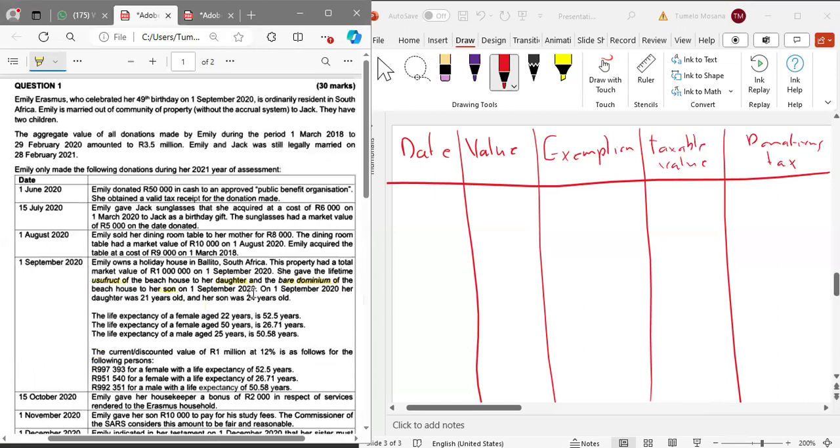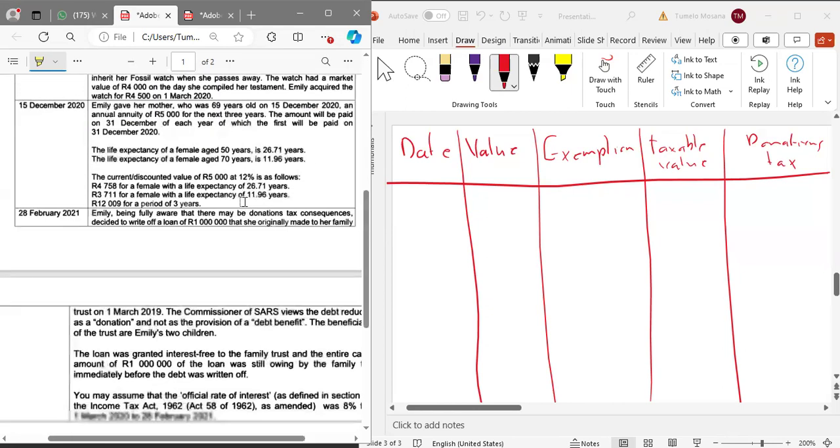So they are telling us Emily Erasmus, who celebrated her 45th birthday on the 1st of September 2020, is an ordinary resident in South Africa. Emily is married out of community of property without the accrual system. They have two children. The aggregate value of all donations made by Emily during the period 1 March 2018 to 29 February 2020 amounted to 3.5 million. Emily and Jack were still legally married on 28 February 2021.